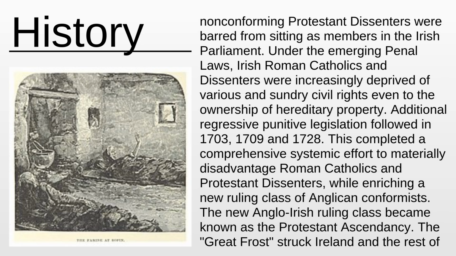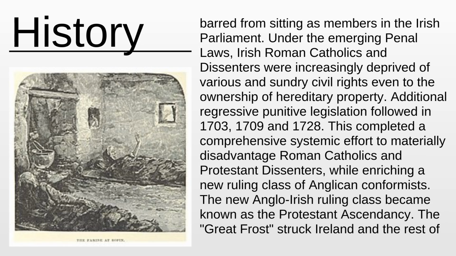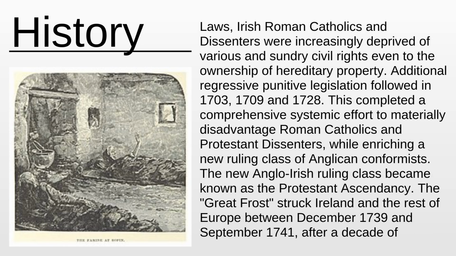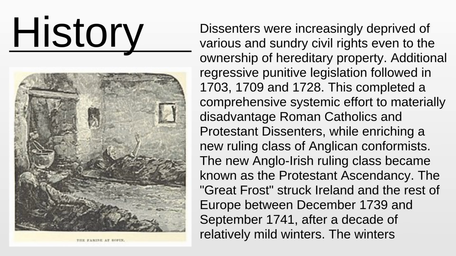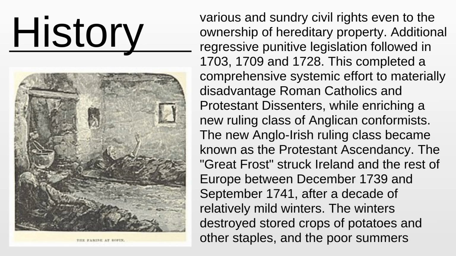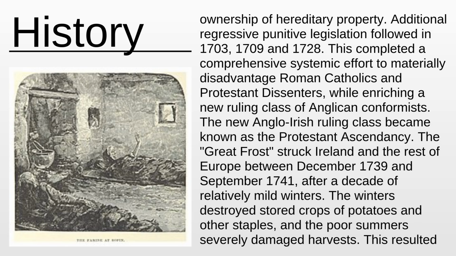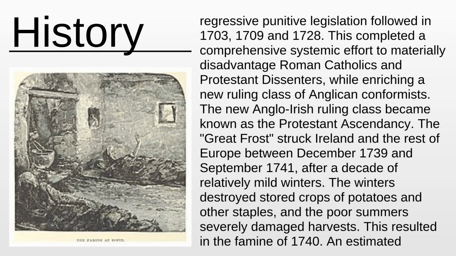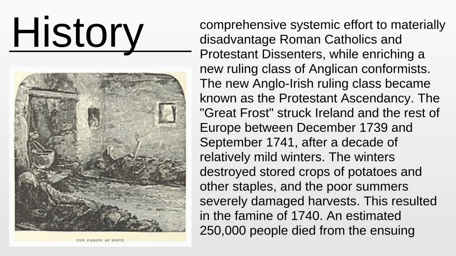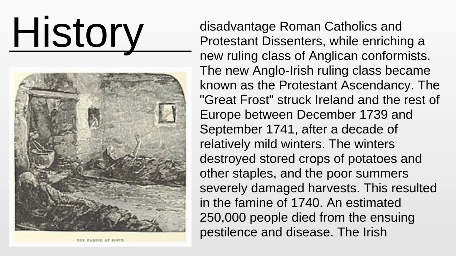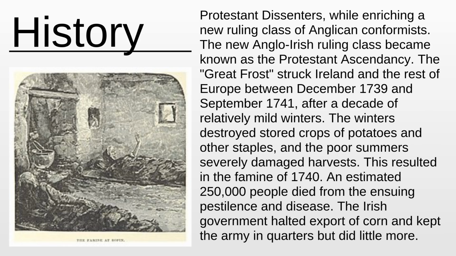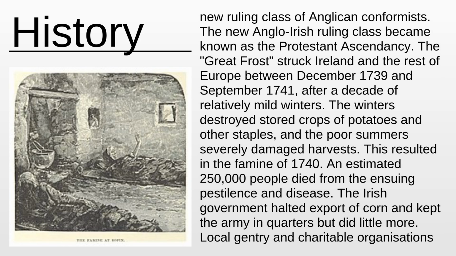Under the ensuing penal laws, Irish Roman Catholics and dissenters were increasingly deprived of various and sundry civil rights, even to the ownership of hereditary property. Additional regressive punitive legislation followed in 1703, 1709 and 1728. This completed a comprehensive systemic effort to materially disadvantage Roman Catholics and Protestant dissenters, while enriching a new ruling class of Anglican conformists. The new Anglo-Irish ruling class became known as the Protestant Ascendancy.